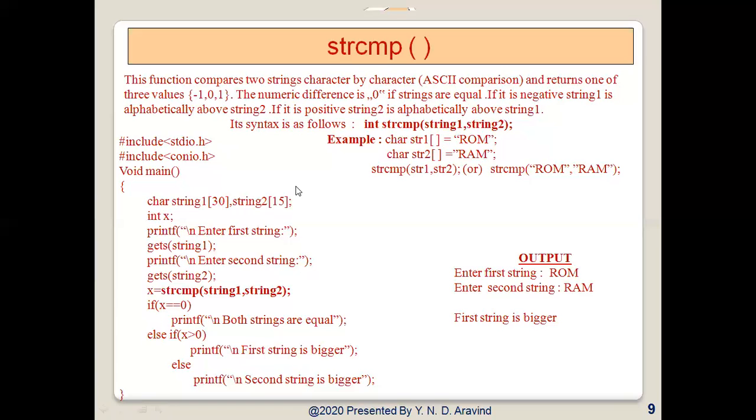Here I have given an example. I have declared two strings, string 1 of size 30 and string 2 of size 15. In the first string I have read the value ROM, and in the second string I have read the value RAM. Then after applying the string compare, it will compare and return greater than 0, because O has the highest ASCII value compared to the second letter A. Since x is greater than 0, it will print that the first string is bigger.